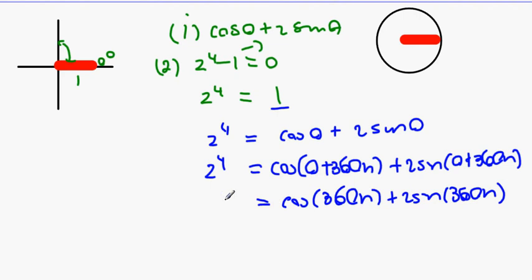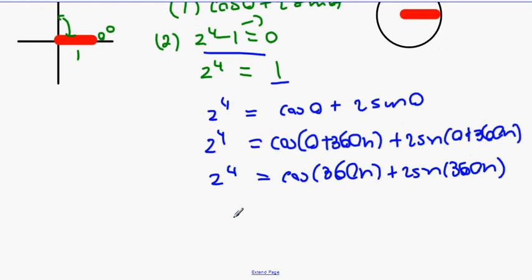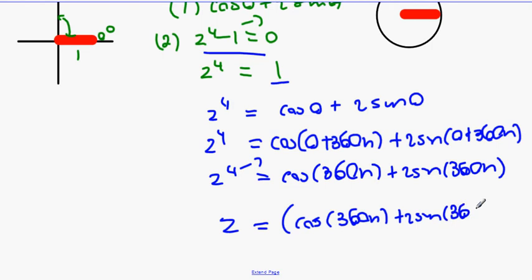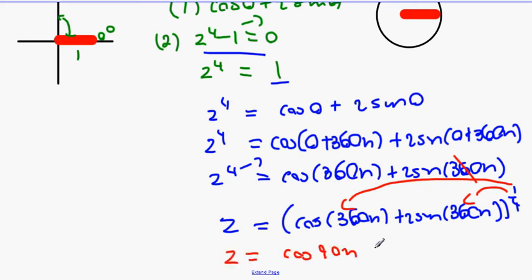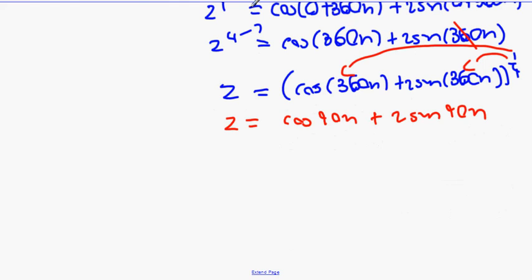Next, we're going to use De Moivre's theorem to find the roots of this equation. We bring the 4 over to the other side and it becomes the power of a quarter. So it's cos 360n plus i sin 360n, all to the power of 1/4. To the power of a quarter means we multiply the angle by a quarter. So we end up with cos 90n plus i sin 90n. Now we put down our different values, starting off with n equals 0.